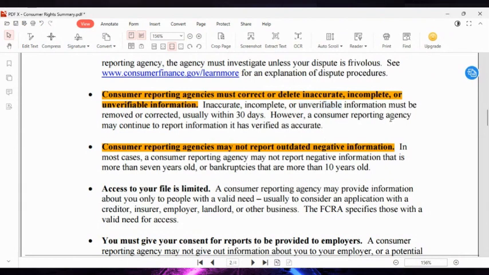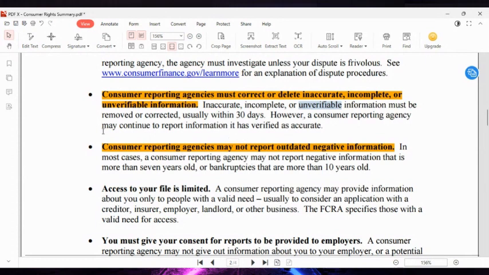However, a consumer reporting agency may continue to report the information if it has verified as accurate. This is the problem that we are going to have with the credit bureaus. It is the credit bureau that is the consumer reporting agency, and they are inaccurately reporting your information. The information is incomplete. Your bankruptcy is unverifiable because the bankruptcy court does not report debt to the credit bureau. So instantly, first round, all of your bankruptcies should be deleted, right? Based off of your rights, based off of the consumer rights summary.